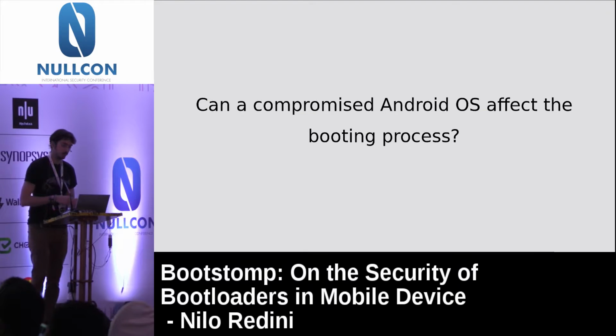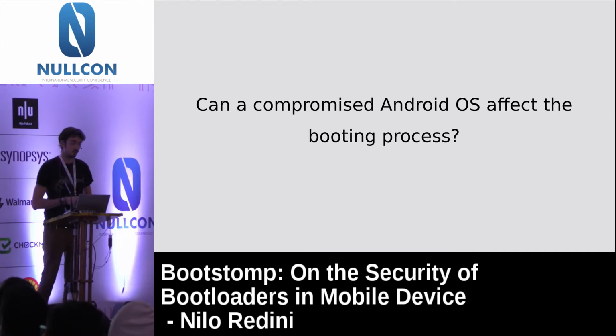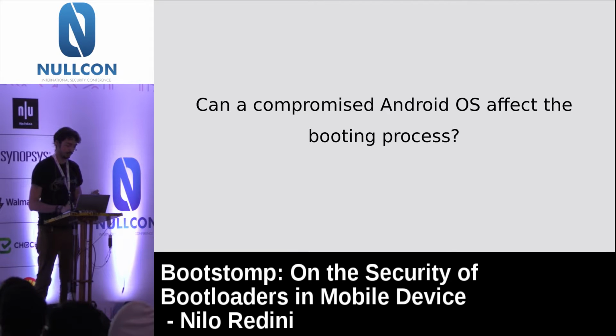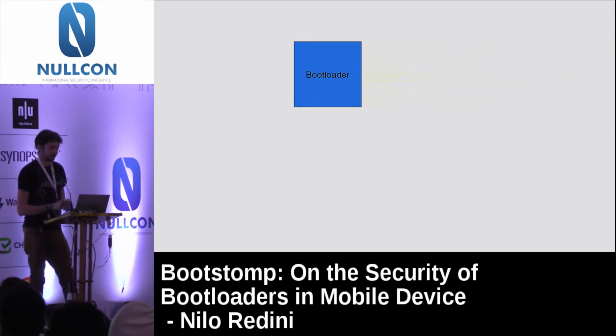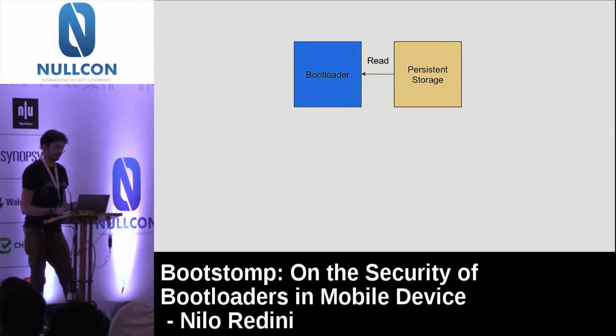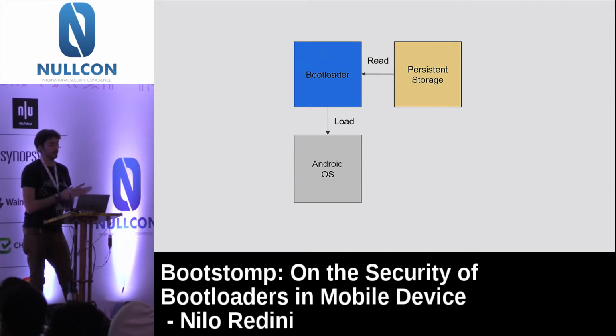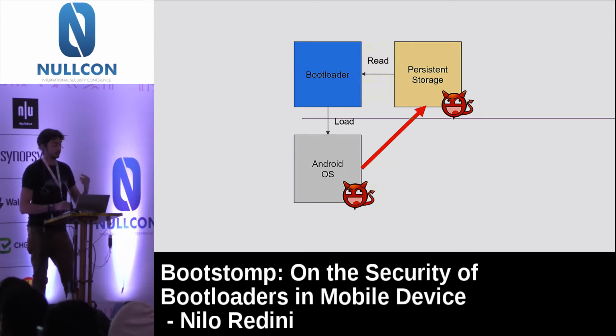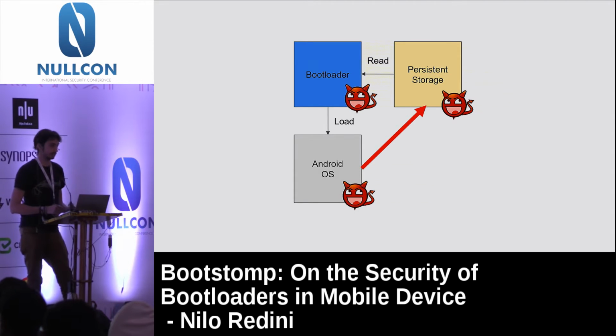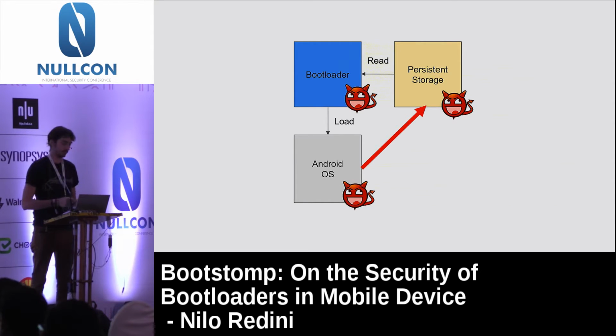So the question that we posed to ourselves was, can a compromised Android OS affect the booting process? Well, the answer is yes. Let's see how. As I mentioned before, the bootloader reads from persistent storage. It locates the kernel, and it runs it. Let's assume now that the Android OS is somehow compromised. What might happen is that the compromised Android OS can write crafted data to persistent storage, which in turn will be read during the next boot of the phone. And in this case, if the bootloader contains some bugs, it can be compromised as well.